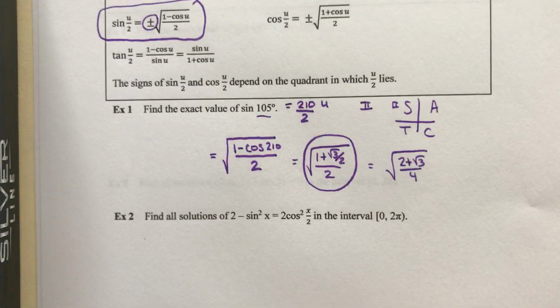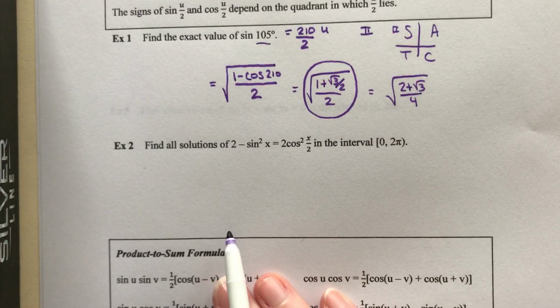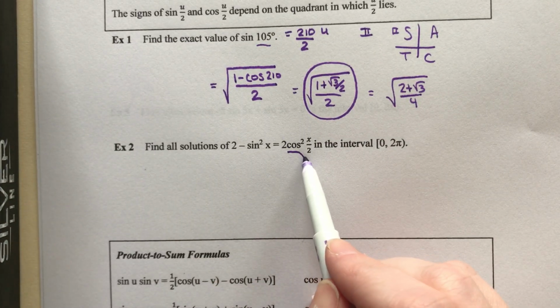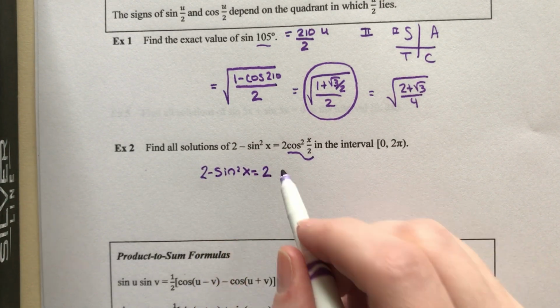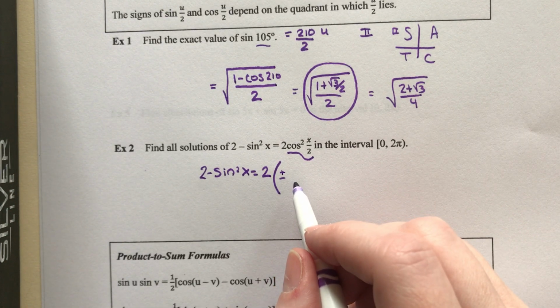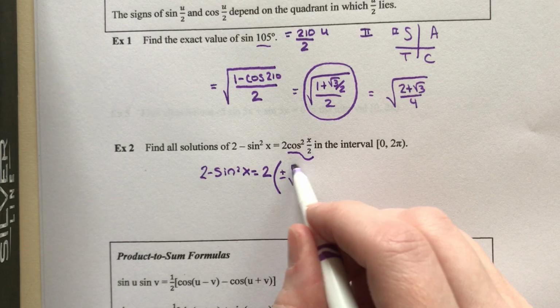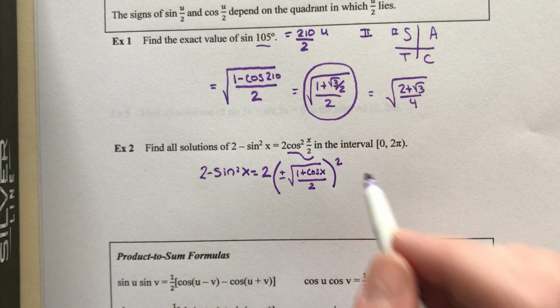Okay, so let's try number 2. Find all solutions of 2 minus sine squared equals 2 cosine squared of x over 2 in the interval from 0 to 2 pi. Okay, so first thing I'm going to do is use some formulas here. First off, I have a half angle formula, so I'm going to plug in for that. That half angle formula is, for cosine, the square root of 1 plus cosine over 2, squared.